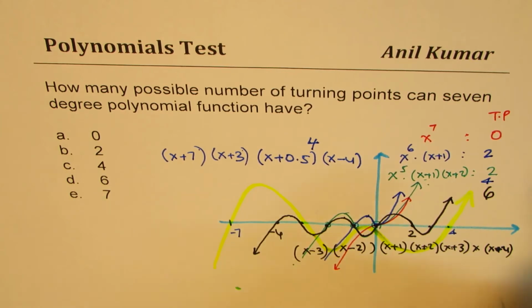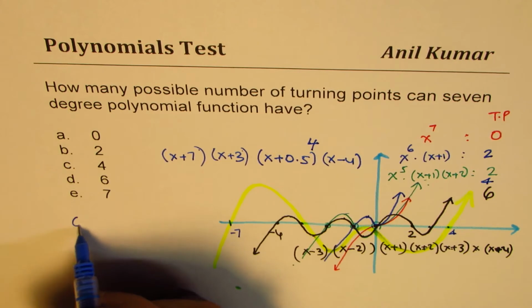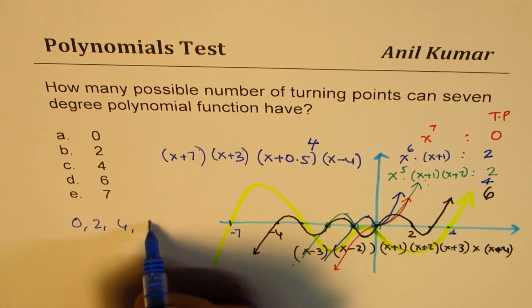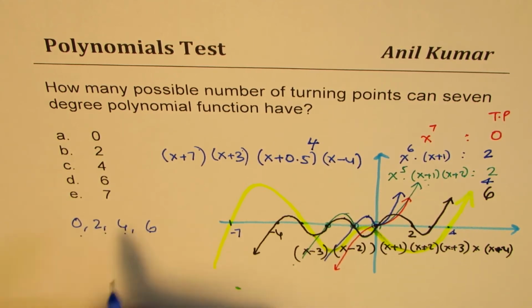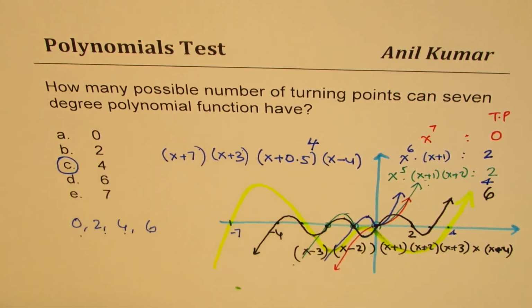Is that okay? So total possibilities of turning points are either 0, 2, 4 or 6. How many numbers are these? 1, 2, 3, 4. So the choice is C. We could have 4 possible numbers of turning points, and these are 0, 2, 4 and 6 for a 7 degree polynomial.